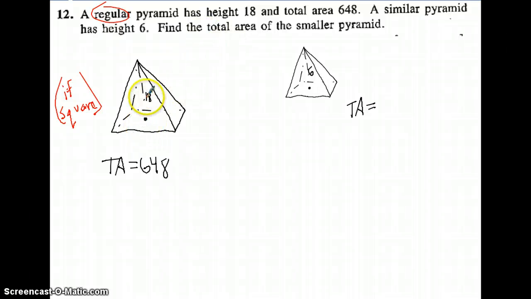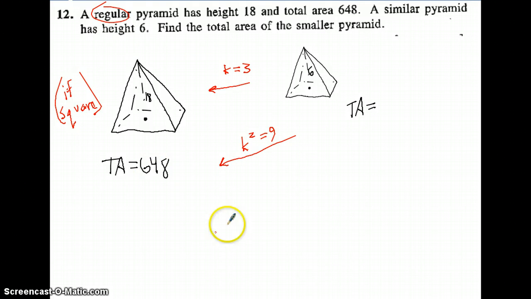I know here that if this one's 18 and this one's 6, I'm going this way. I'm going small to big like I normally like to do. K is 3. The ratio of linear stuff here is 18 to 6, which is 3. The area then has to compare as k squared, which is actually 9. So these things got tripled in terms of length, so the area must have been multiplied by 9. So all I got to do is take 648 and divide that by 9 and figure out what that is.